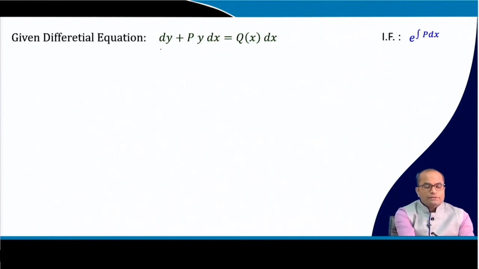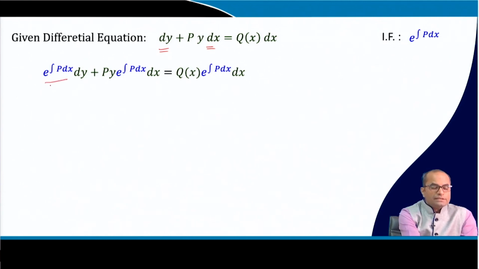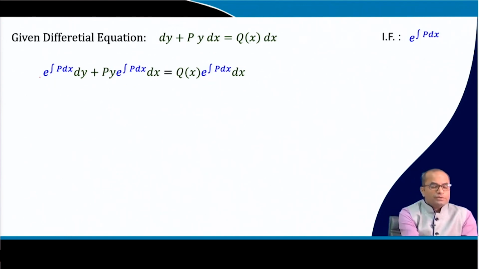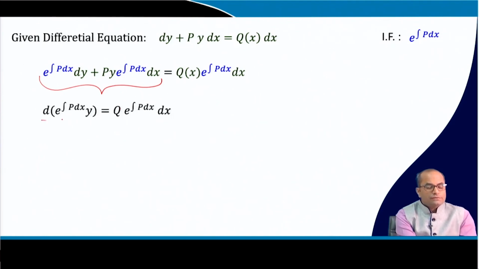So this was the given linear differential equation, and we multiply this integrating factor to all the terms on the left-hand side and on the right-hand side. What should we get now? This has to be a total differential as per the definition of the integrating factor, and which is indeed the case. This is the total differential of e to the power integral p dx times y.